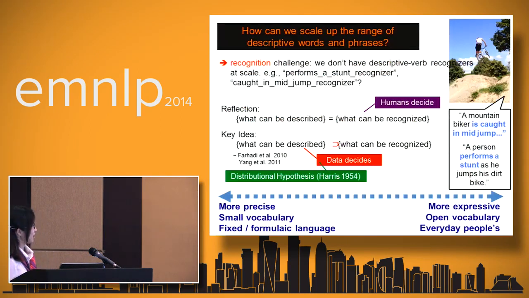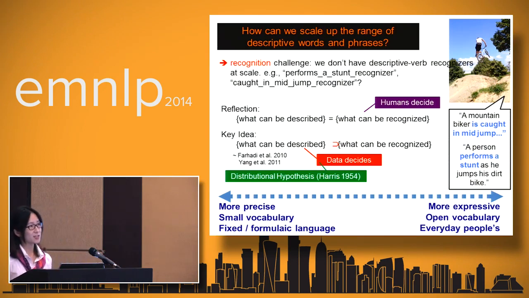Something slightly different in which the set of what can be described could be substantially larger than the set of what can be recognized. And we start with such a noisy set and then try to gradually reduce that noise. So that's what we are going to try to do today. In fact, there have been some emerging efforts of this nature, but in this work, we try to push it a little bit further. And the reason why this might be possible is that the data can decide this set of what can be described because we might be able to rely on the distributional hypothesis across different modalities.